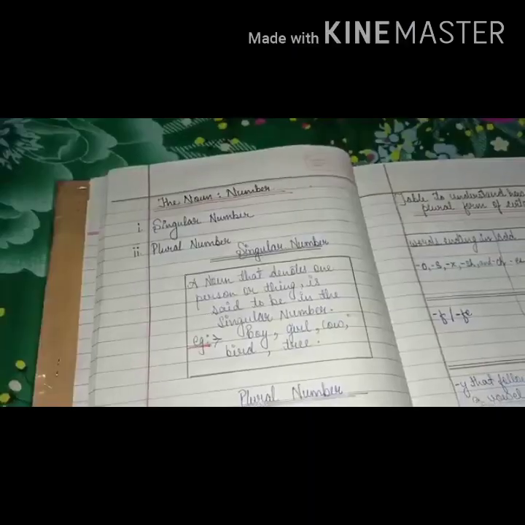In the last part, do you remember what we did? We did noun, kinds of noun. Then we did countable and uncountable nouns. Today, we will do noun gender, noun number, and so on with examples. So, let's begin with this.